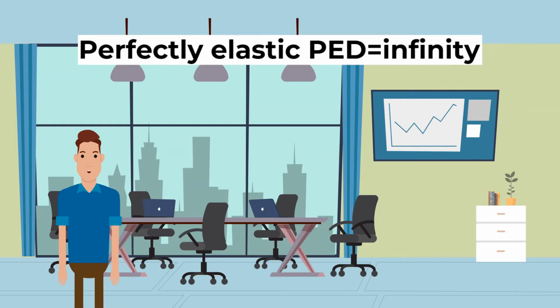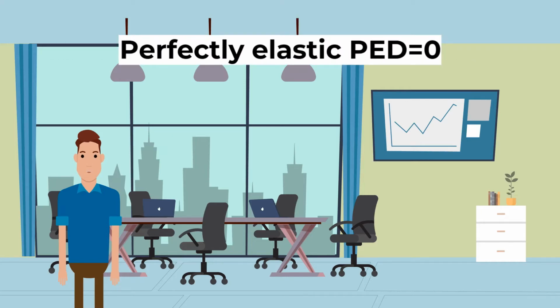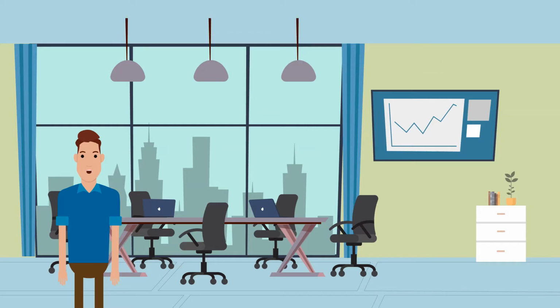Perfectly elastic PED is where PED equals infinity. A change in price means that quantity falls to zero and demand is very responsive to price. This would be shown by a horizontal line. Perfectly inelastic PED is where PED equals 0. A change in price has no effect on output, so demand is completely unresponsive to price. This would be shown by a vertical line.